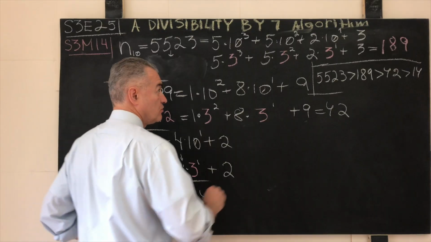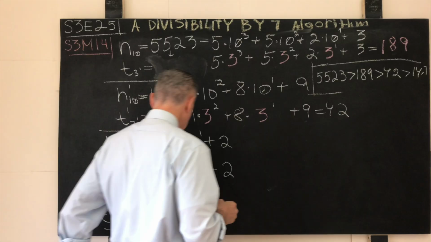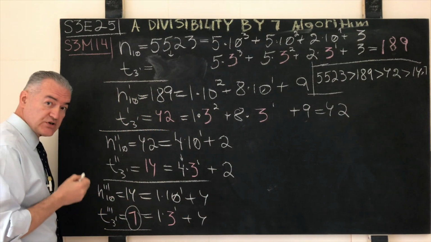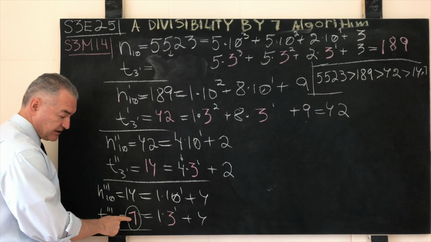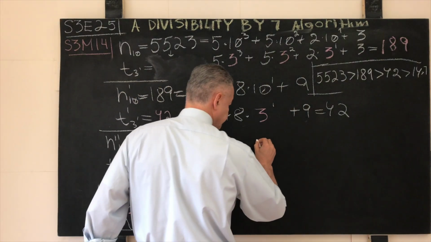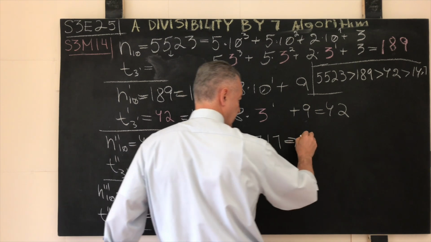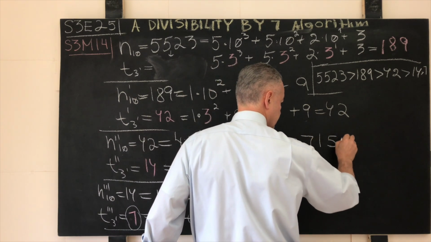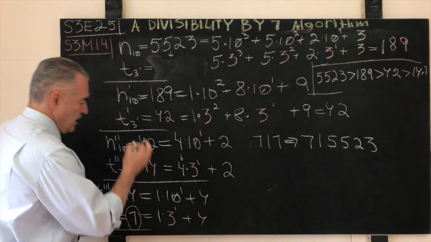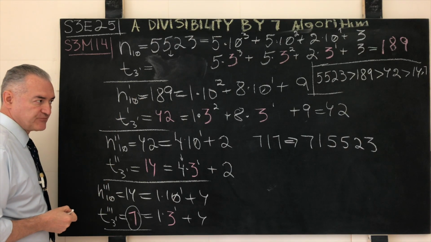14, and now we came down, that is greater than 7. So the remainder of this process is this here number. So the question is, does 7 divide the result of this process? Yes, it does. So since 7 divides 7, it follows that 7 divides 5,523.